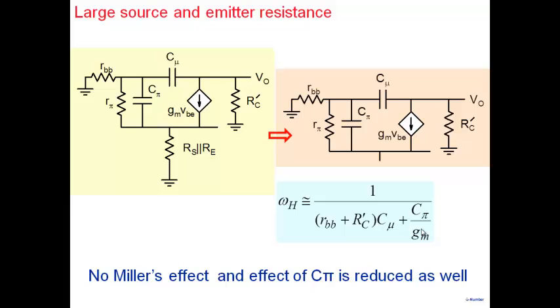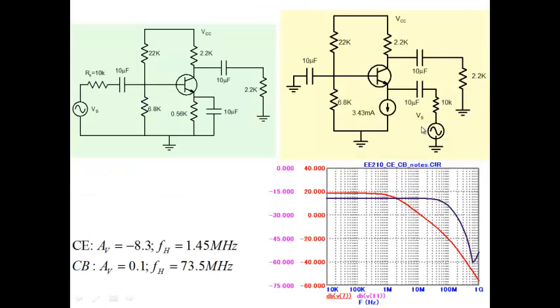So the point that we are trying to make is the following. If I have a common base amplifier with a large resistance connected between emitter and ground, then I get very high upper cutoff frequency. I don't get any Miller's effect. But the problem is that if you connect a large impedance here, that's what we are saying, a common base amplifier with a large RS, then you don't get any gain. That is the problem here.